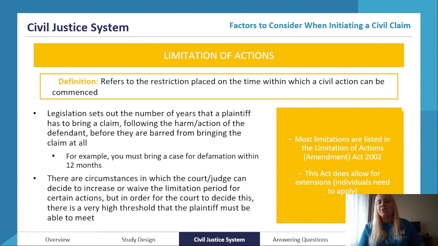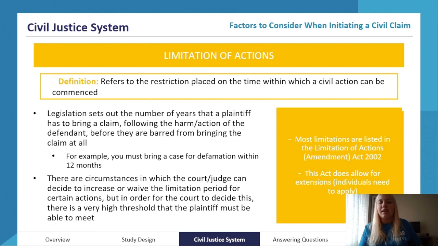There are still some circumstances in which the court or the judge might increase or remove the limitation period for a certain plaintiff, but there's a very high threshold that the plaintiff must be able to meet. So a good example would be if I was the plaintiff and I didn't make this 12-month period for defamation because I was in a hospital and I was in a coma. So I wasn't physically able to. So it would have to be something like that. Like, remember, very high threshold. So very few exceptions will be made.